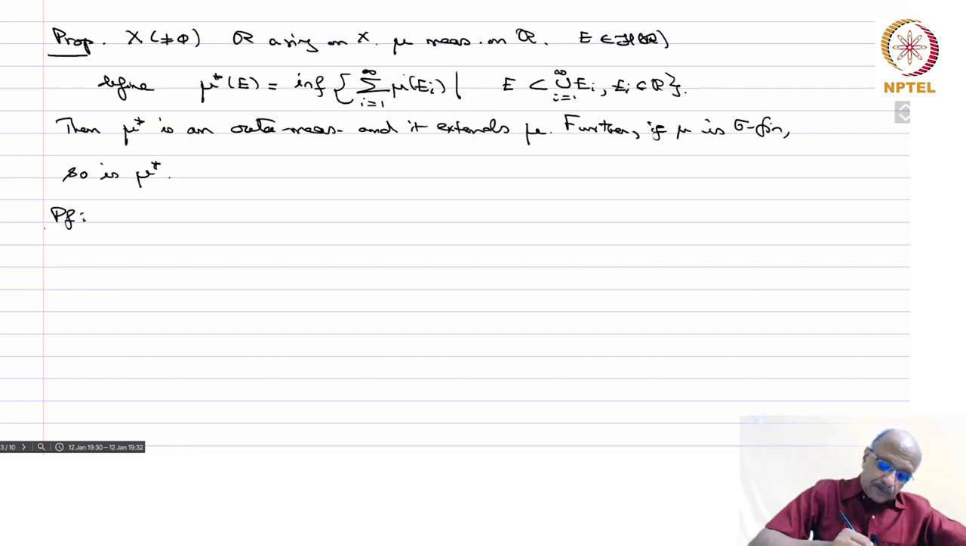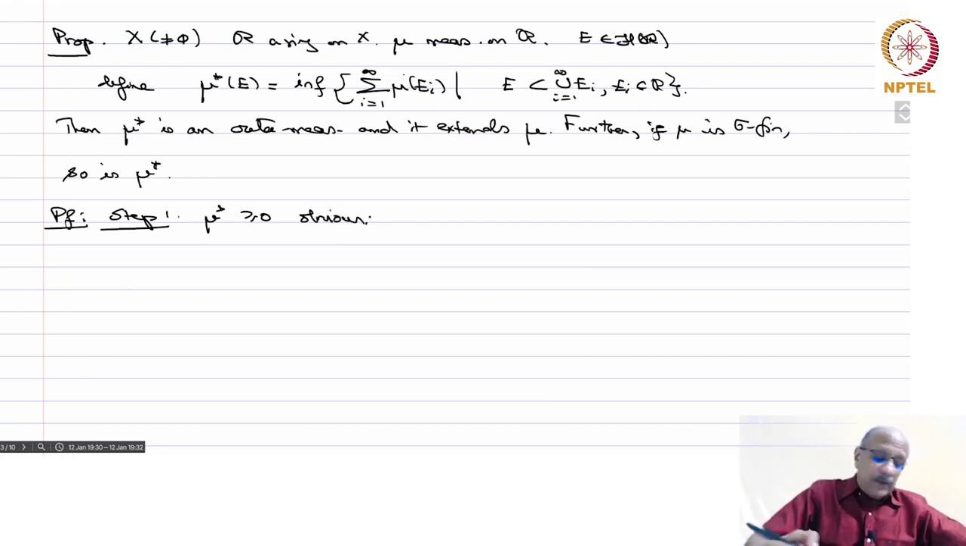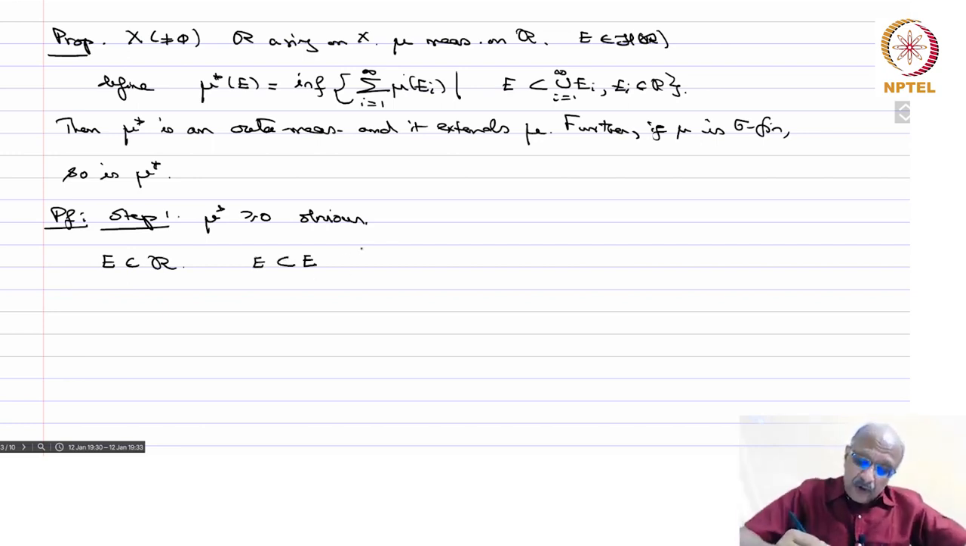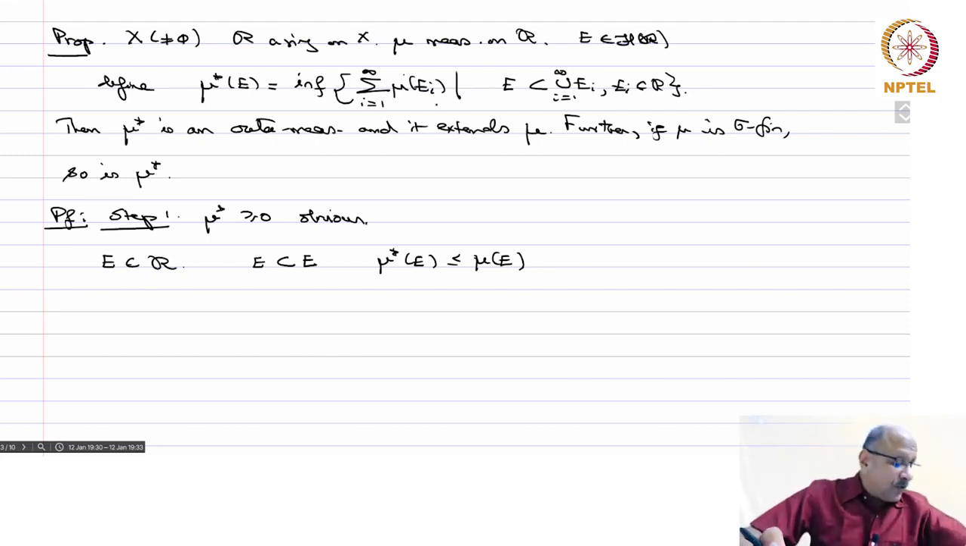So proof. Step 1. So mu star greater or equal to 0 is obvious, because you are taking the infimum of non-negative things, and therefore it's non-negative. Now let us take E belonging to R. Then E can be covered by just one element, E. Okay, so therefore you have mu star of E is less than or equal to mu of E, because mu star comes from the infimum of all these things. So you have a covering with just one element here, so the series becomes just a single term, which is mu of E.